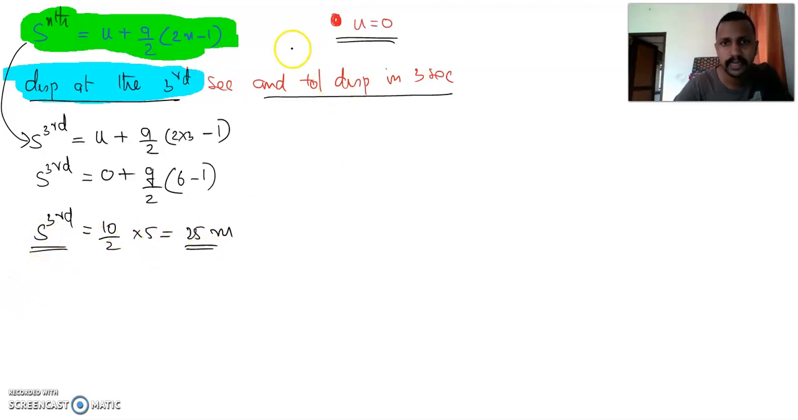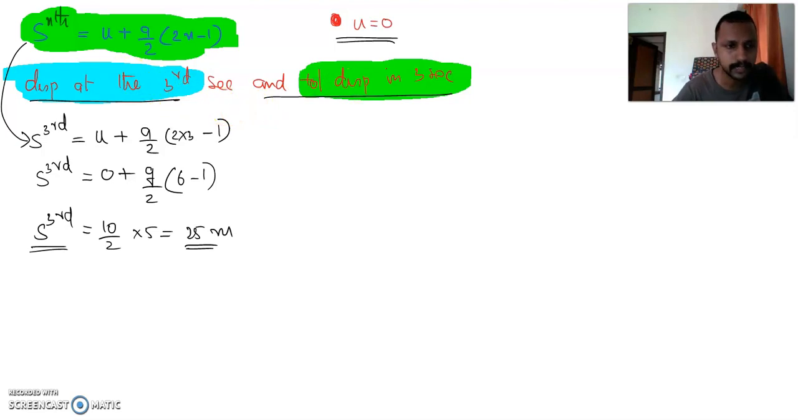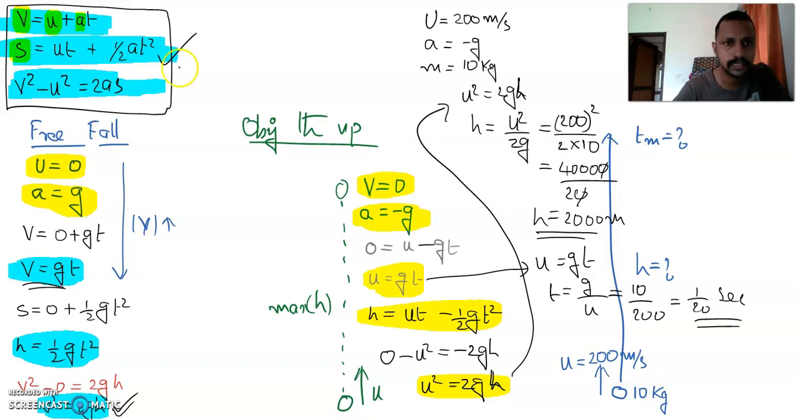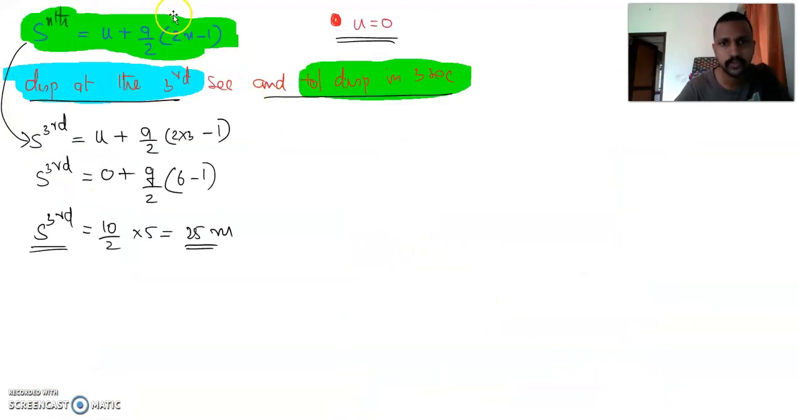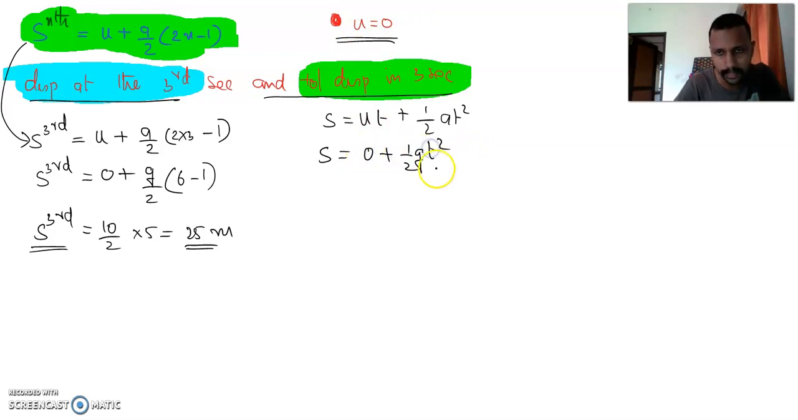Then let's try to find out the total displacement in 3 seconds. For this, you have to use the second equation of motion, s = ut + half at². This is the formula that we have to use. Therefore, total displacement s is equal to, what is u? u is the initial velocity, it is 0. Therefore, 0 plus half g t².